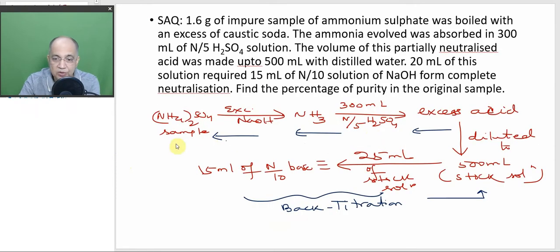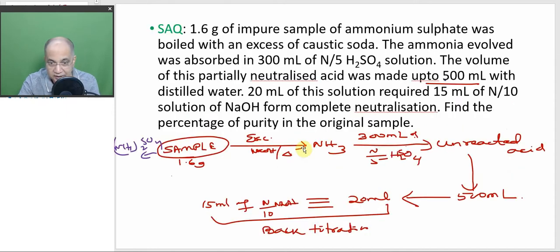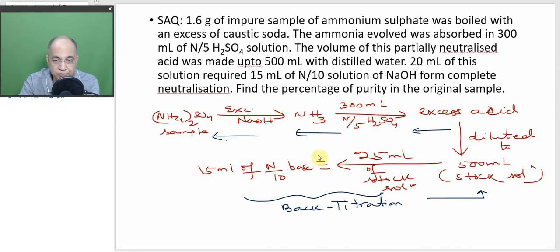You understood? So the same thing I have done here before that, and we did it together. Ammonium sulfate, excess NaOH, ammonia dissolved in a known volume of a known concentration of acid. The excess acid is diluted to 500. Then in the back titration, 25 ml is equivalent to this. So go from the bottom to the top. Climb the ladder from the bottom to the top by the equivalent concept.